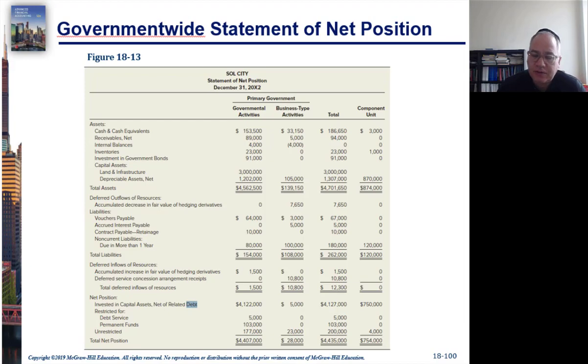It's interesting, deferred inflows of resources is kind of like other comprehensive income, in case you're wondering what that is. So you can see here that there's an increase in fair value of hedging derivatives, and it hasn't yet hit the P&L, so it's just placed in that section.